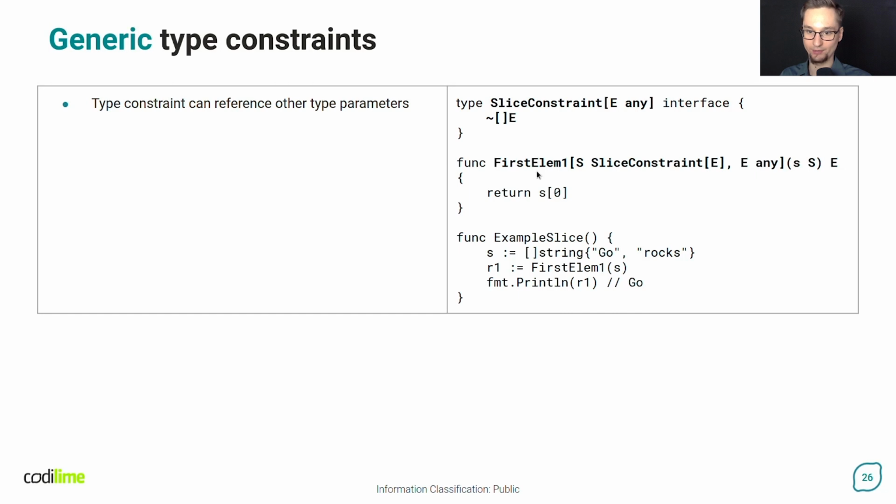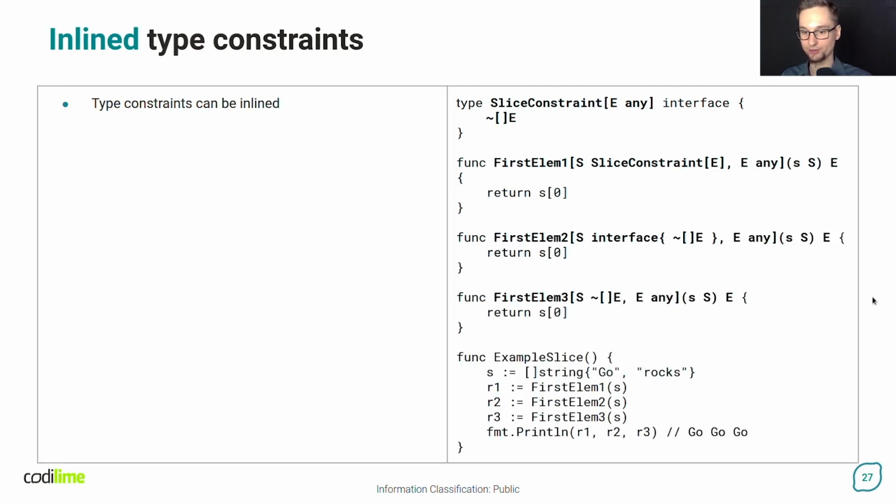Here we have a function that uses this defined slice constraint. So the first element function takes a slice, basically a parameter s with type S, which is a type parameter with constraint slice constraint, but parameterized with this E, and E is any. And the usage of that is below.